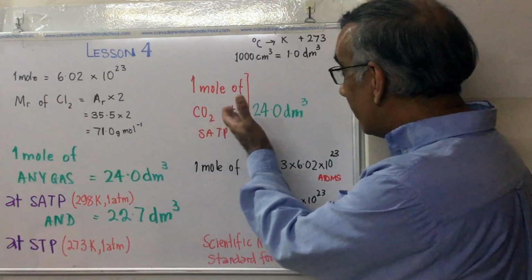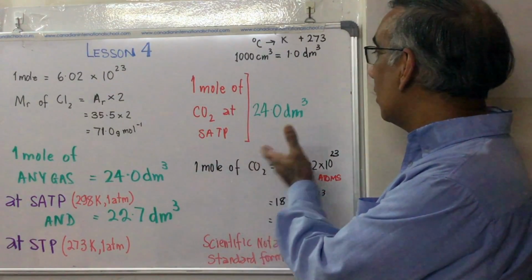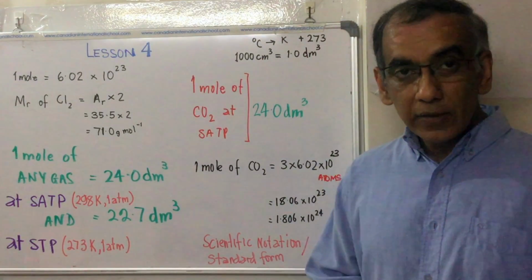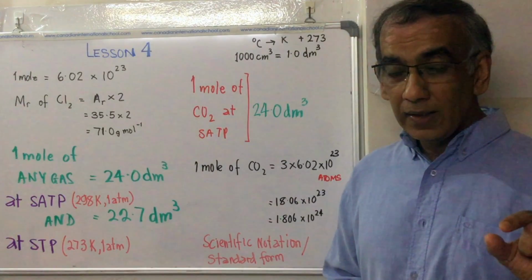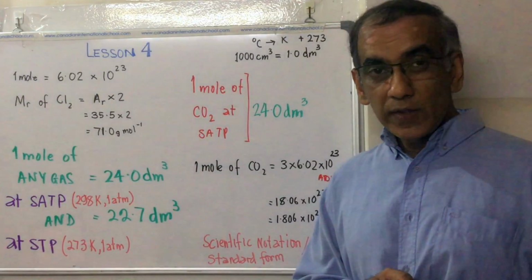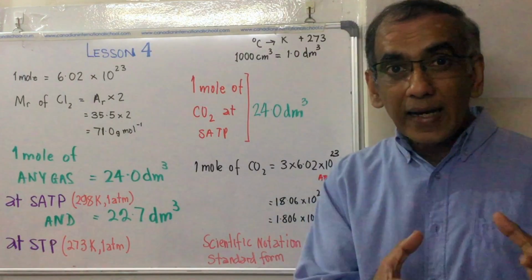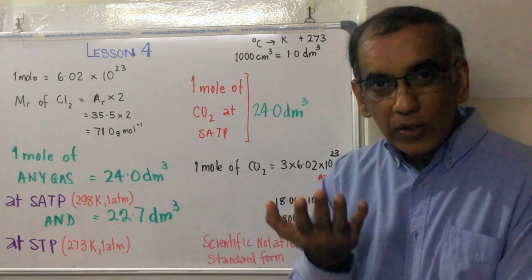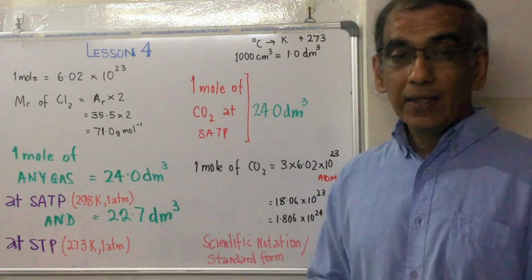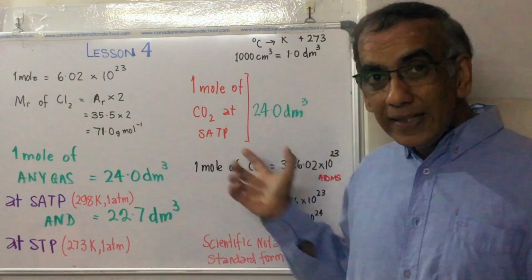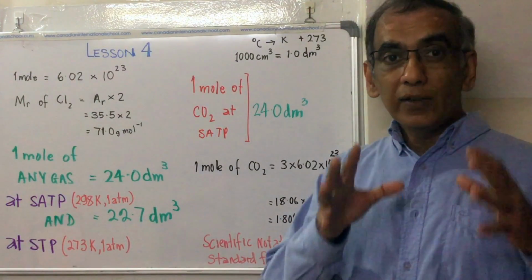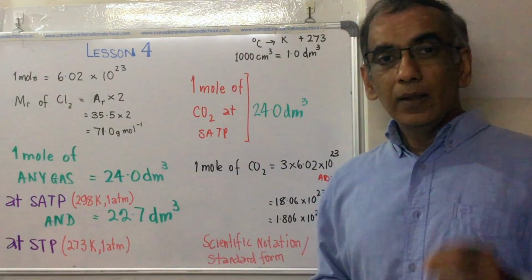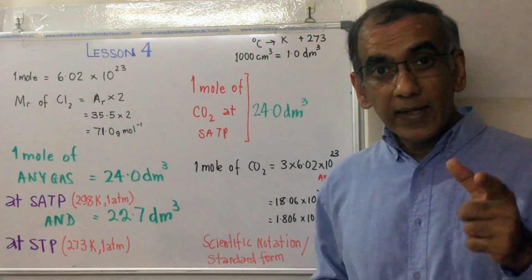So 1 mole of carbon dioxide gas at SATP occupies 24 dm³, 24 liters. 44 grams makes 1 mole of CO2. So if we were to acquire 44 grams of dry ice and allow it to undergo sublimation, which is to go from the solid state directly into a gas, we would get 24 liters. We would be able to fill 24 one-liter bottles with CO2 with just 44 grams of dry ice.